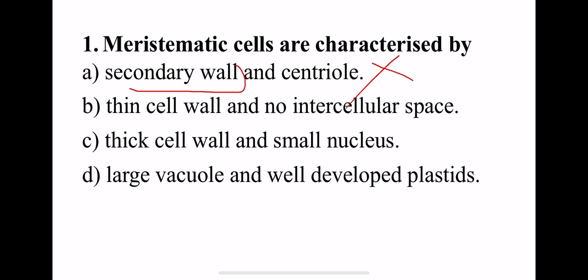Let us see another. They have dense cytoplasm with a prominent nucleus. So this option is wrong, and it does not have any plastid either. Option B is the correct answer. It does not have any intercellular space. So option B, thin cell wall and no intercellular space.